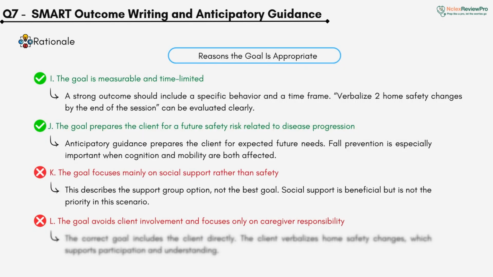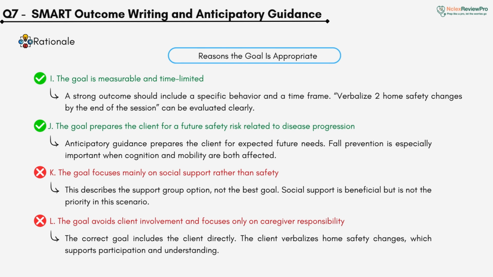Now let's look at the reasons the goal is appropriate. Option 1. The goal is measurable and time-limited. This is correct. A strong outcome includes a specific behavior and a time frame. Verbalize 2 home safety changes by the end of the session can be evaluated clearly.